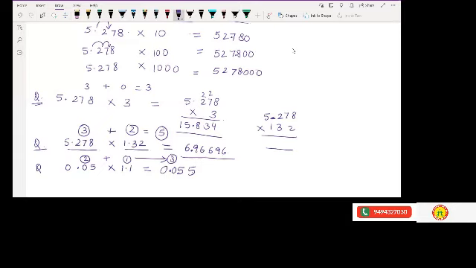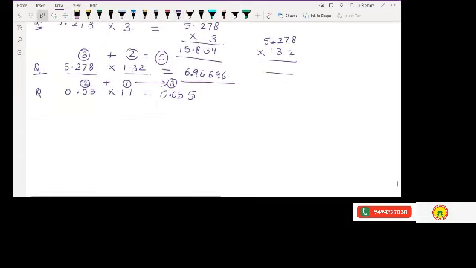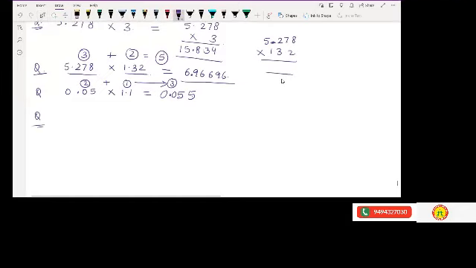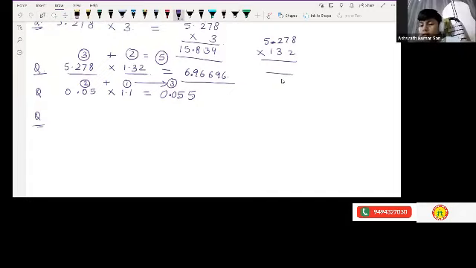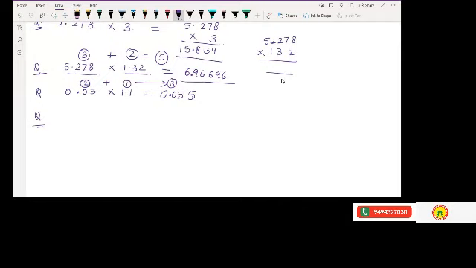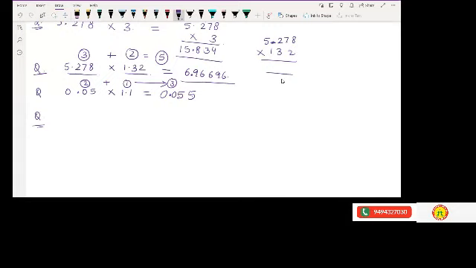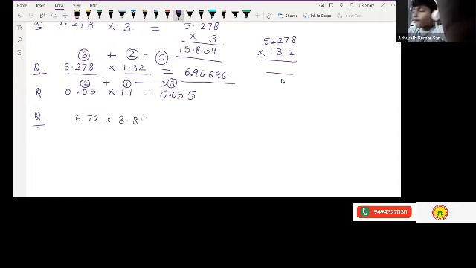Understood this, everyone? Yes. How do we decide where to put the decimal point in the answer? By adding. So just add the number of places in this one and in this one, both the numbers. Okay, let's do another one. This is 6.72 multiplied by 3.85. Do this.